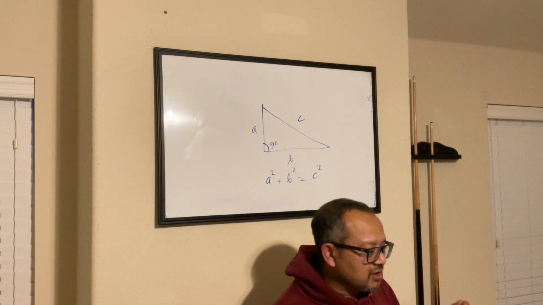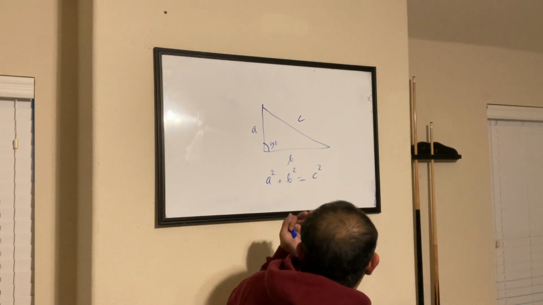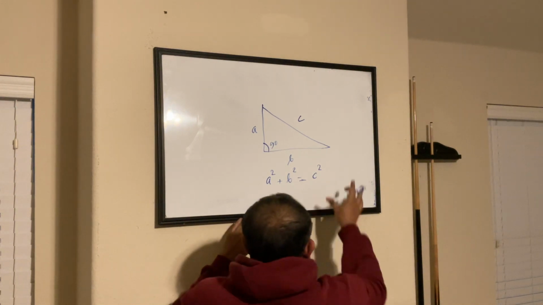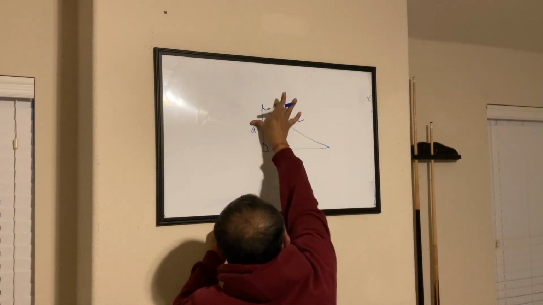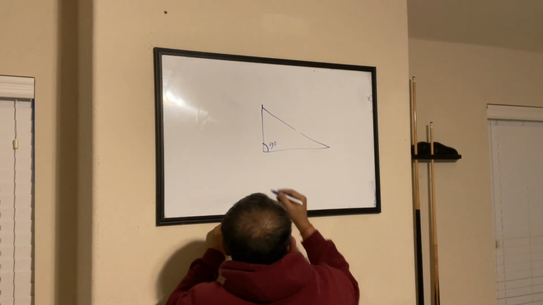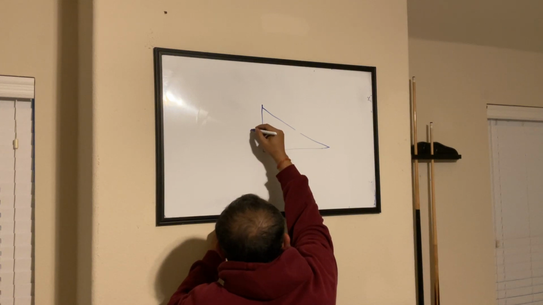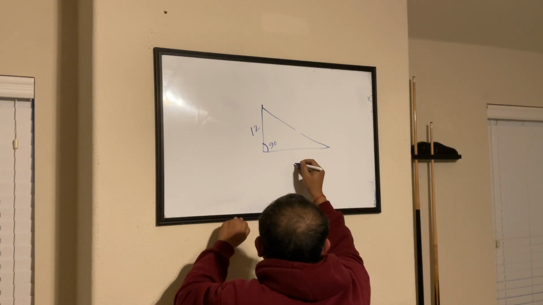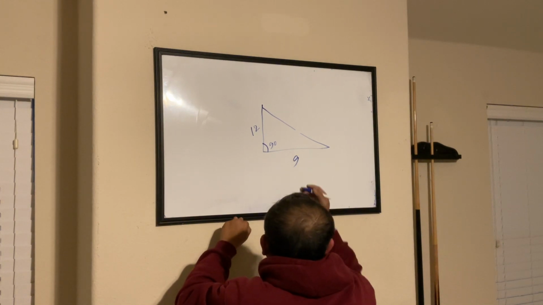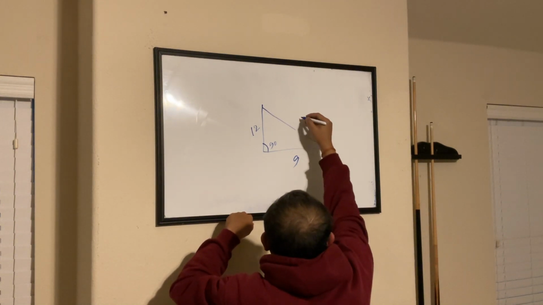So everybody got the concept, right? Now, let's do one sum. If I say that I have a right angle triangle, and one side is 12 and then this side is 9. Find out this side.